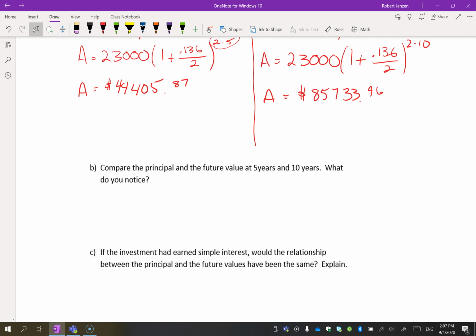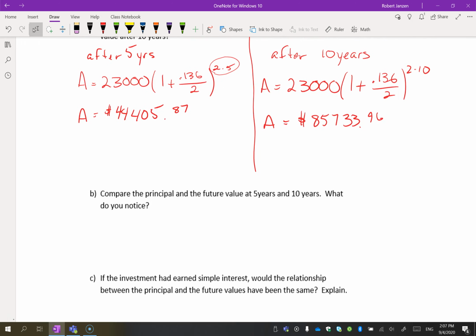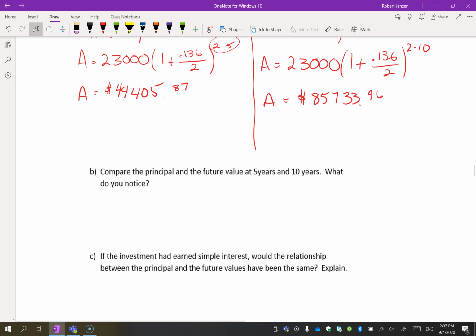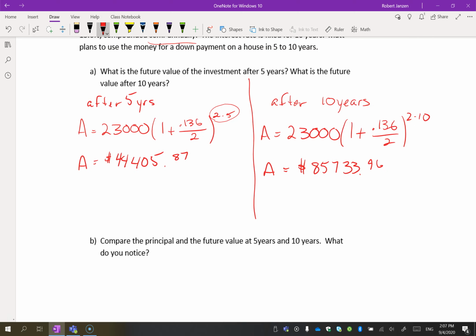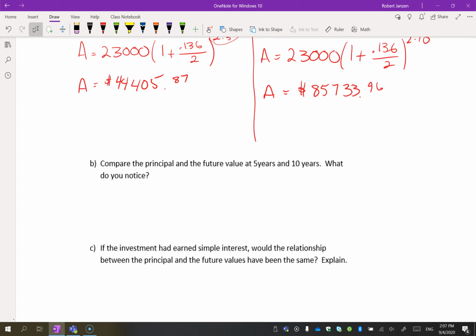Okay, let's compare. What do you notice? Well, it went up by a lot. Okay, an awful lot. So we should probably say that. So let's say after 5 years, the investment increased. Okay, how much did it increase?